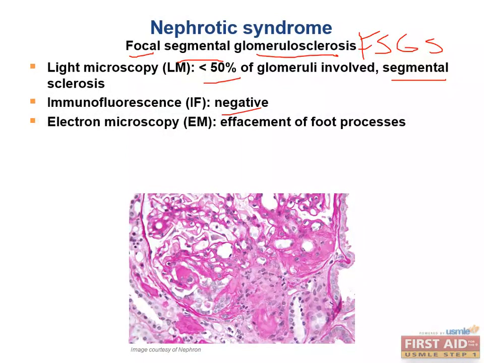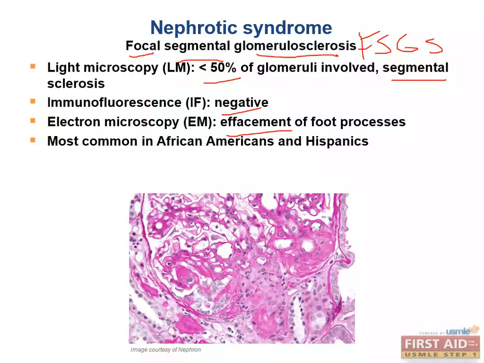And on electron microscopy, the foot processes of the podocytes are effaced, meaning that the normally spaced foot processes with their little grooves between them disappear, and the foot process just looks like one big blob on the outer surface of the glomerulus. And this disease, FSGS, is a common cause of nephrotic syndrome in adults and is the most common glomerular disease in African Americans and Hispanics, and importantly, HIV patients.